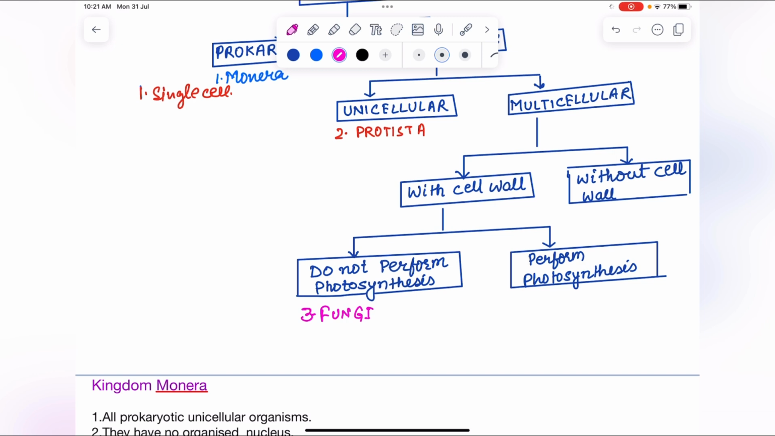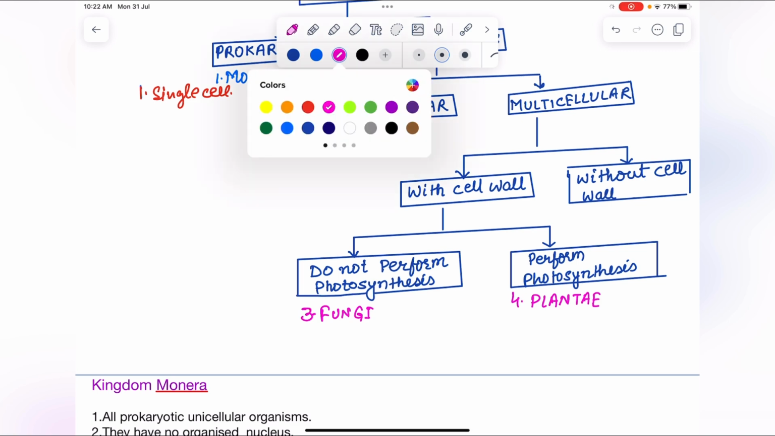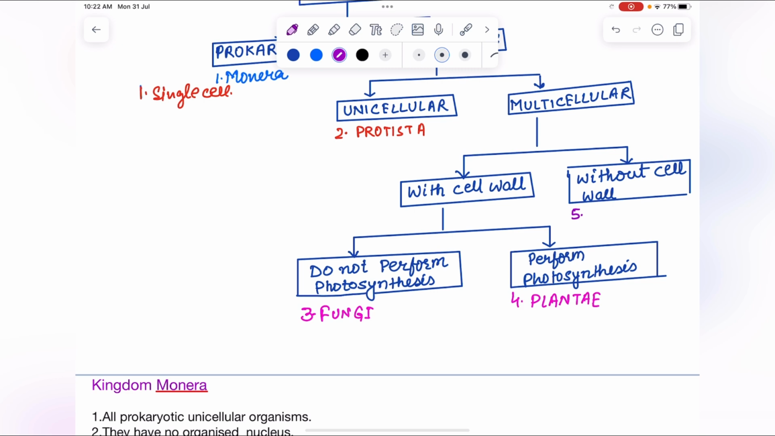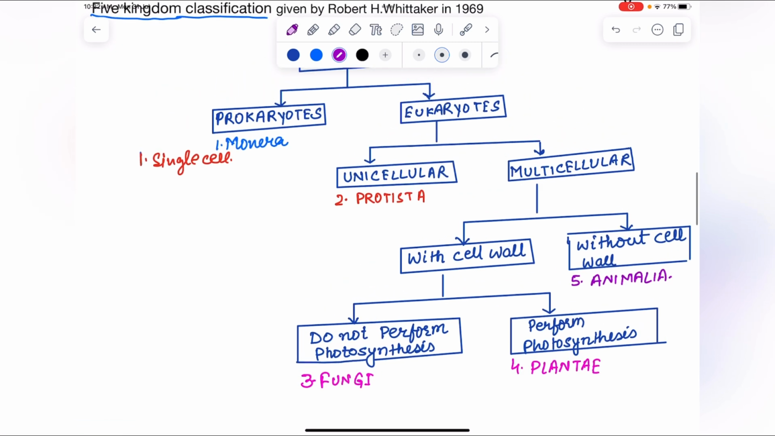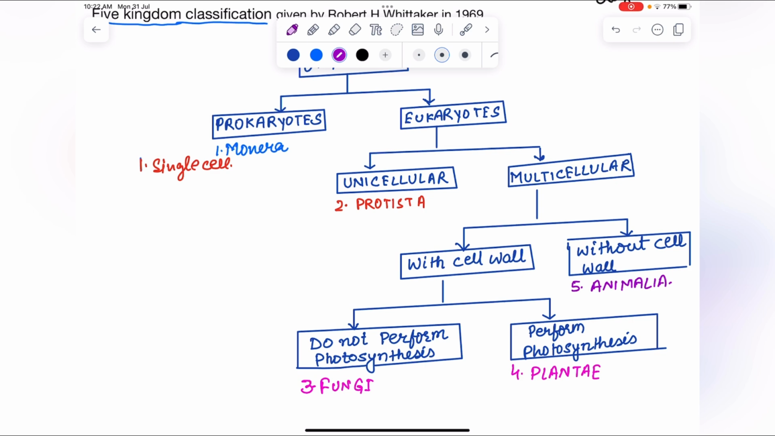And the organisms which perform photosynthesis are the kingdom Plantae. So, the fourth is Plantae, and the fifth one is Animalia. See, of these, only kingdom Monera will come under prokaryotes and the other four kingdoms will come under eukaryotes. That is, unicellular eukaryotes will be kingdom Protista. Multicellular will be divided: with cell wall, fungi, which do not perform photosynthesis; with cell wall and photosynthesis, kingdom Plantae. And the fifth one, multicellular organisms without cell wall, is Animalia.